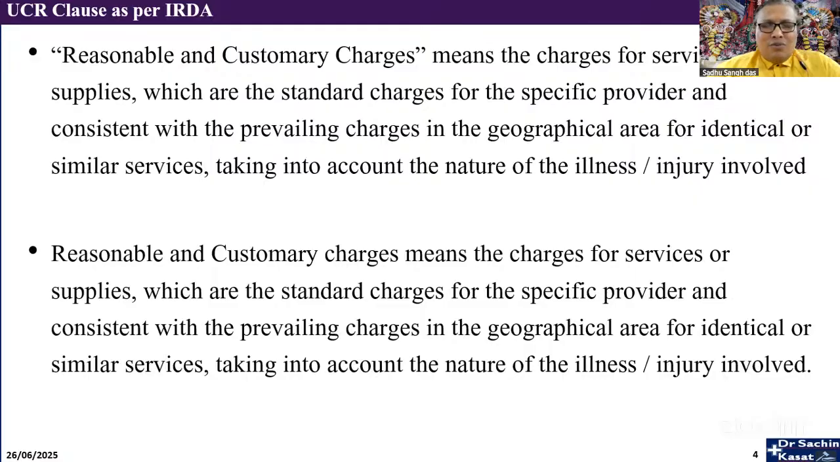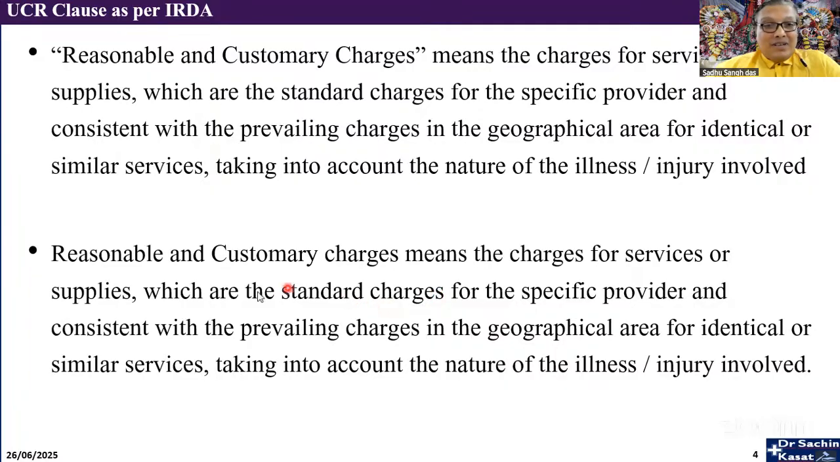will see that almost all the policy documents have the same words. Reasonable and customary charges means the charges for services or supplies, which are the standard charges for the specific provider, and consistent with the prevailing charges for the geographical area for identical or similar services, taking into account the nature of the illness or injury involved. So, this is what we are talking about.